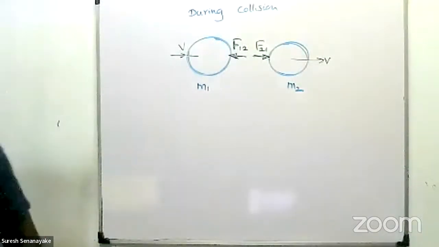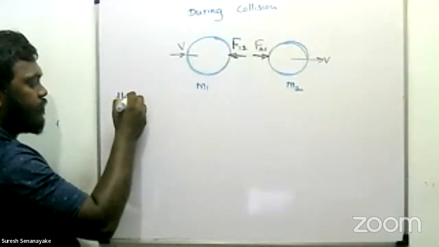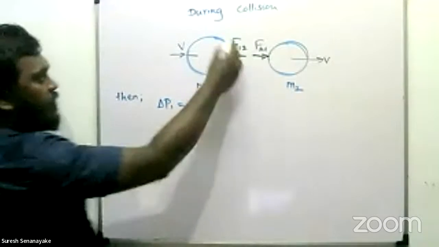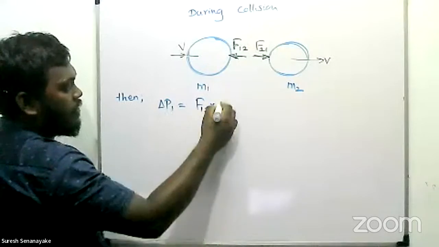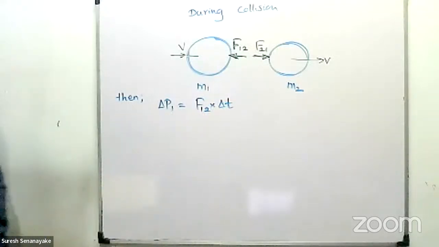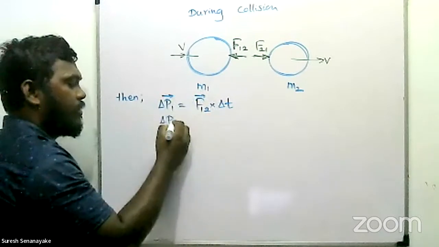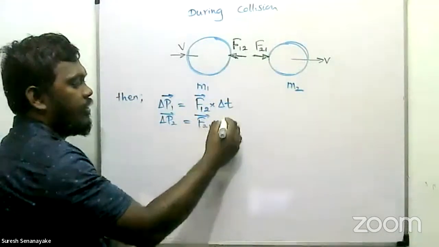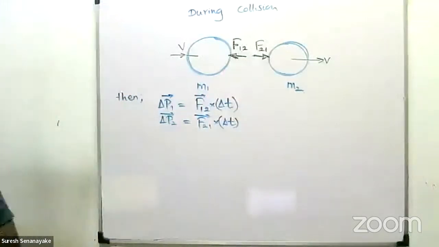So delta P1 and delta P2 are due to the force acting on it. So you can write delta P1 equals the force acting on this body, because this is the impulse. Impulse is equal to the force multiplied by the time interval they contact each other, right? As a vector, because this is a vector, and delta P2 the same way, this is F21. These are equal in magnitude but opposite in direction. That's why I'm writing in vector form, right?